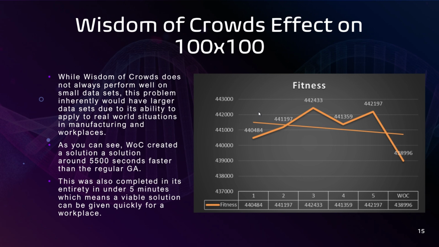So here we have the wisdom of crowds effect on a 100 by 100 data set. While wisdom of crowds does not always perform well on smaller data sets, this problem inherently would have larger data sets due to its ability to apply to real-world situations in manufacturing and workspaces. As you can see, WOC created a solution around 5,500 seconds faster than the regular GA.